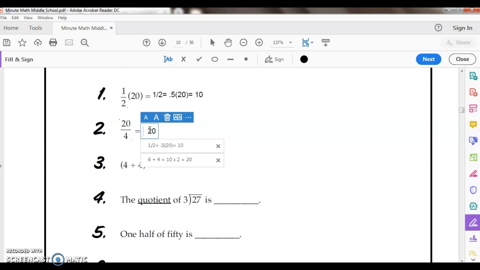20 divided by 4. Well, what is 20 divided by 4? It's going to be 5.